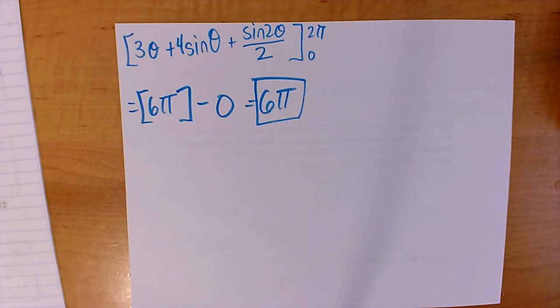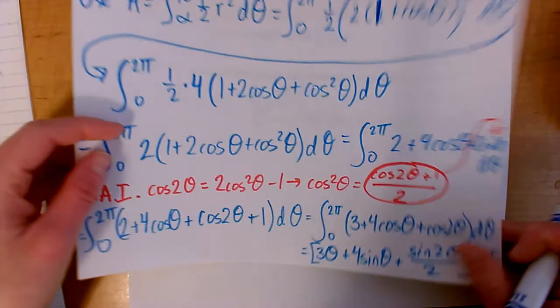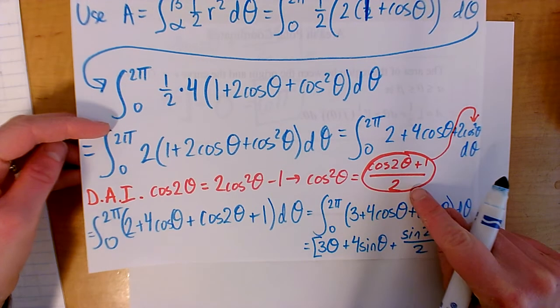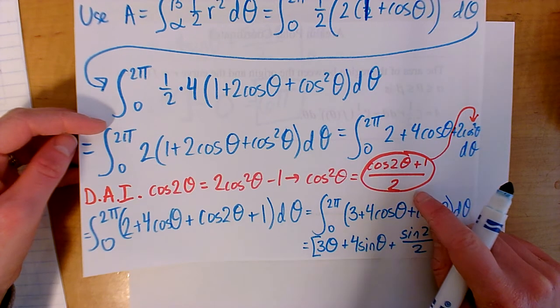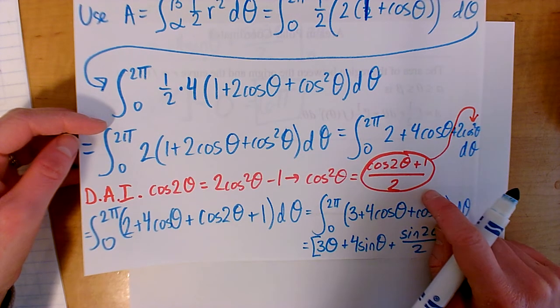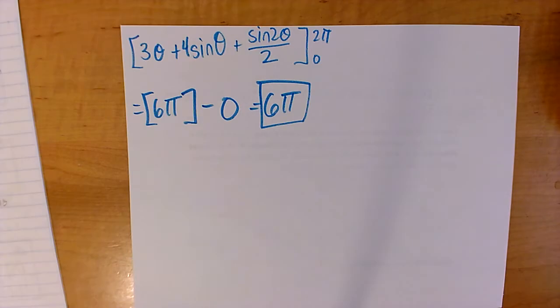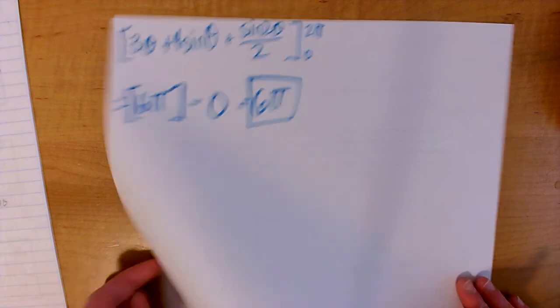Now, if you notice, the double angle identities came up, and they come up quite a bit with polars. And we've seen them come up in other areas in calculus. So I would definitely make sure that you know these before the exam. Okay. So that was example 1.